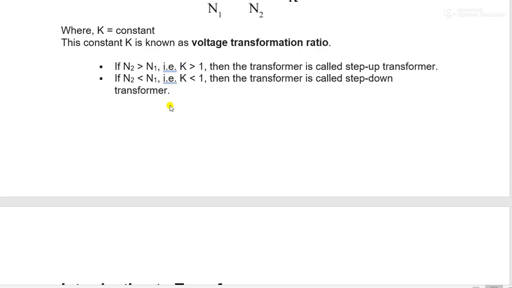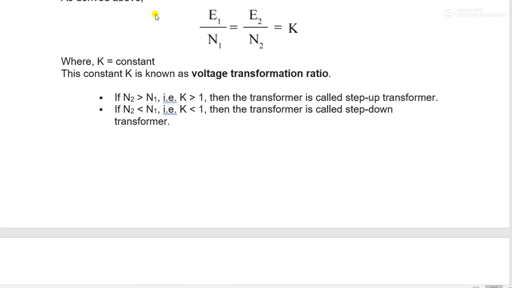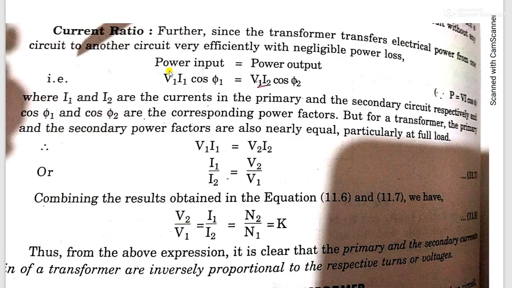Okay, now we will see the current ratio. I already shared this PDF with you. Current ratio: since the transformer transfers electrical power from one circuit, the primary, to the secondary very efficiently with negligible power losses, power input is equal to power output. We can give it as V1 times I1 times cos phi 1 for the primary, which is equal to V2 times I2 times cos phi 2.